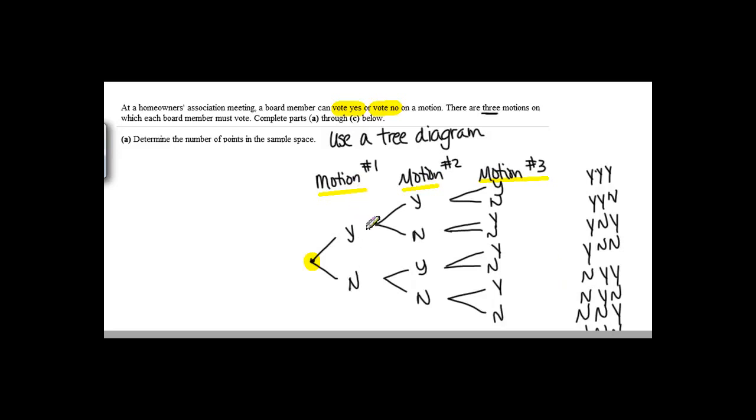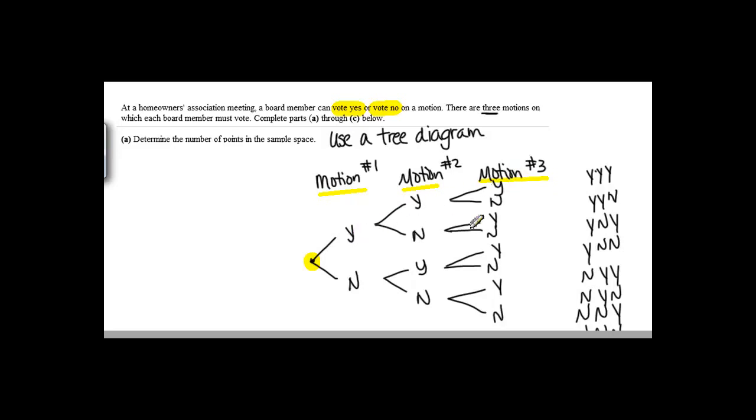On the first motion, a board member can either vote yes or no. That will have no effect on voting for the second motion. On the second motion, if a board member has already voted yes, he still has the option of voting either yes or no. Same thing if the board member had voted no. And that would be true in the third motion as well. No matter what the previous 2 votes were, the board member would have the option of voting yes or no.